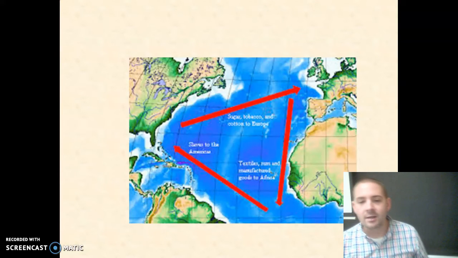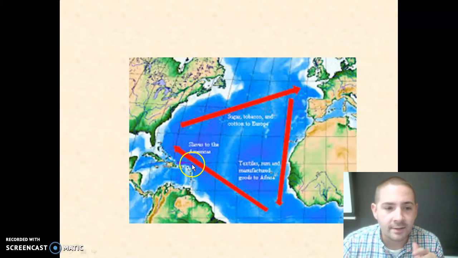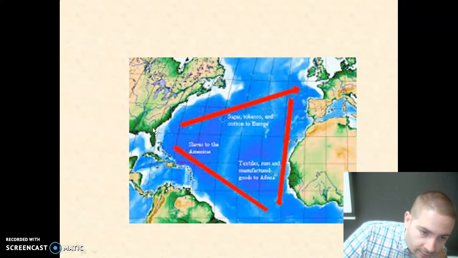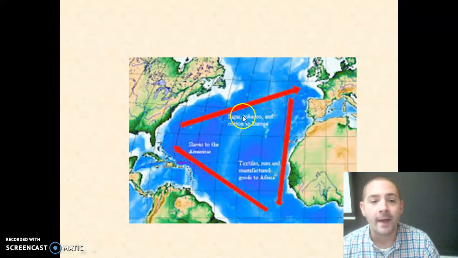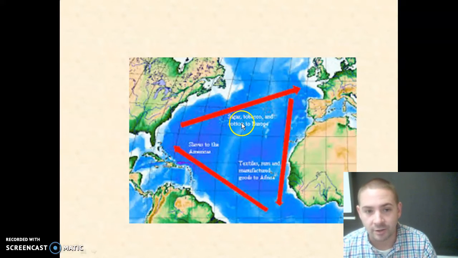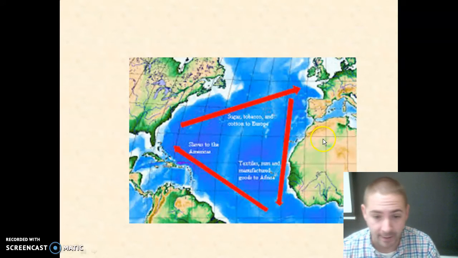So what we can see here is that these guns are helping to continue this system. And then the slaves are moving into the Americas, where the slaves are producing agricultural goods: cotton, sugar, tobacco. And then these products of sugar, tobacco, and cotton are going back to Europe. So we have this cyclical aspect, this systemic aspect.